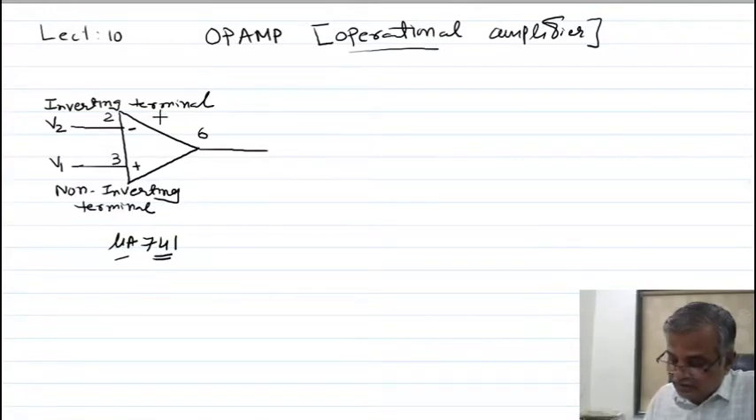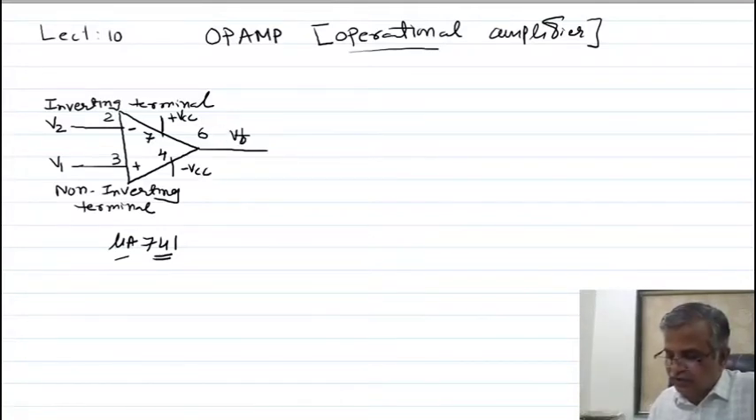This requires a supply. I am showing you pin number 7, where you have to connect the plus VCC supply. At pin number 4, you have to connect the minus VCC supply. Pin number 6 is for output. There is no connection for pin number 8. Pin numbers 1 and 5 I will discuss later on; they are used for the offset null.